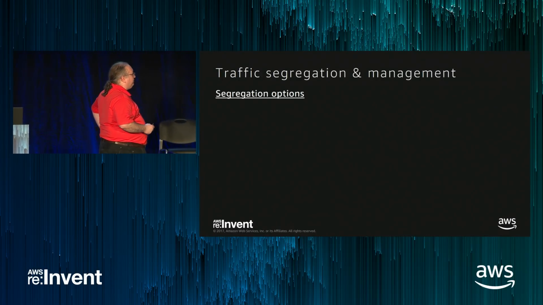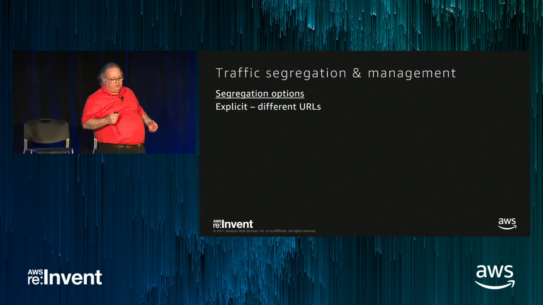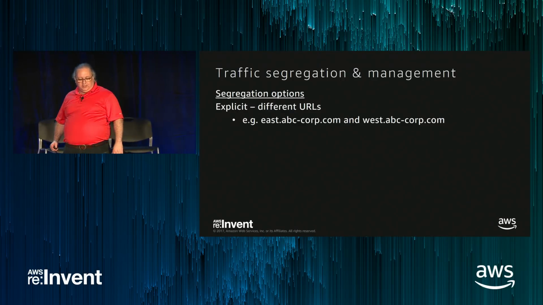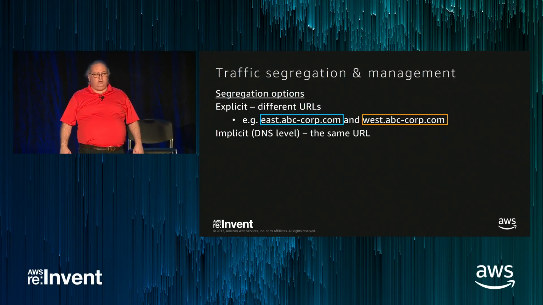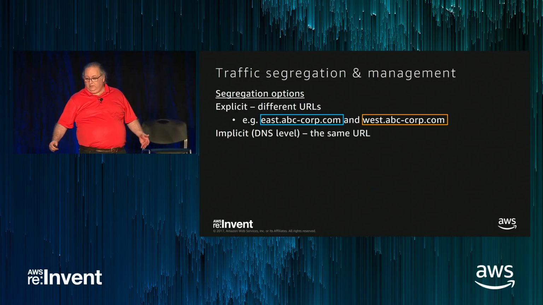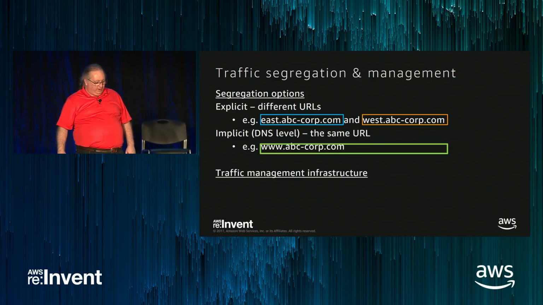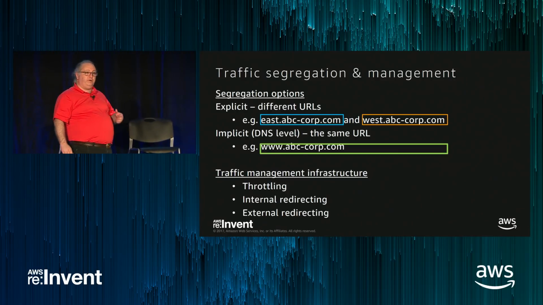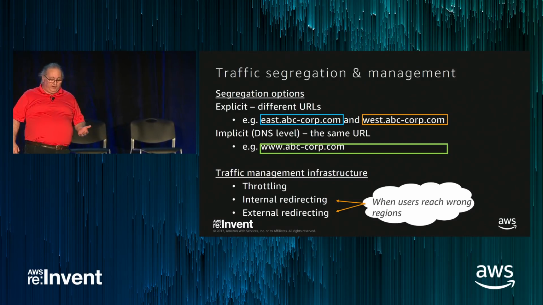So that gets to traffic segregation and management. There's a couple of options that we can do this. You can explicitly do this by having different URLs or different approaches, different endpoints, so east.something or west.something. You could do this with implicit. Route 53 does this really nicely. Have the same URL, but it will get automatically routed. And I can do some tricks in the traffic management infrastructure. So I can throttle things, I can do internal redirect, I can do external redirect.